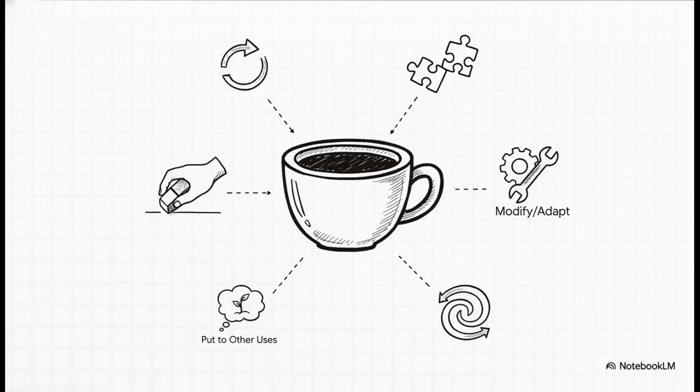Make sure you write this down exactly as it's shown. Substitute, combine, adapt, modify, put to other uses, eliminate, and reverse. Let's go back to our coffee shop startup example. Could we, say, substitute traditional seating for standing desks? Maybe we could combine the cafe with a local independent bookstore. Or could we eliminate the checkout counter entirely and just use a mobile app?